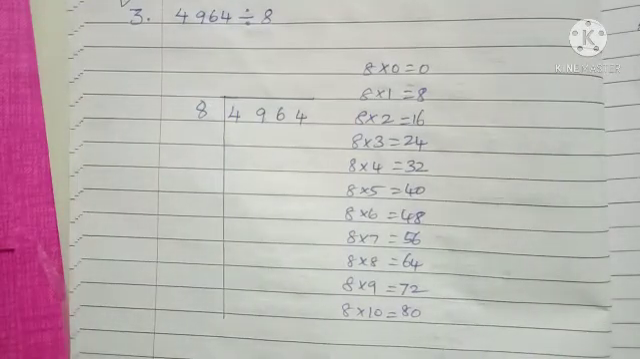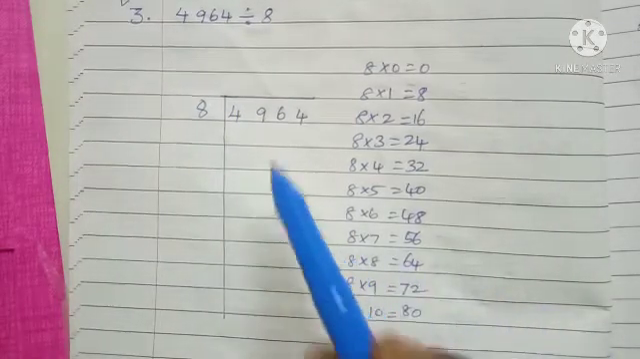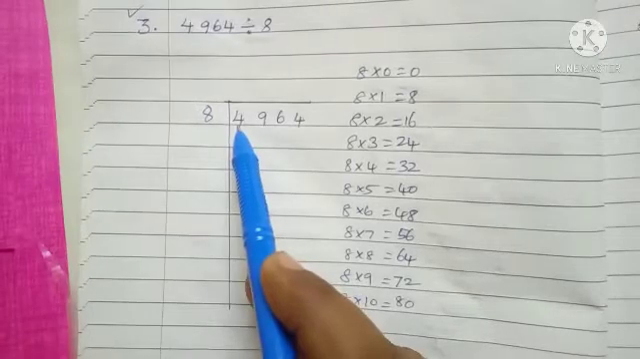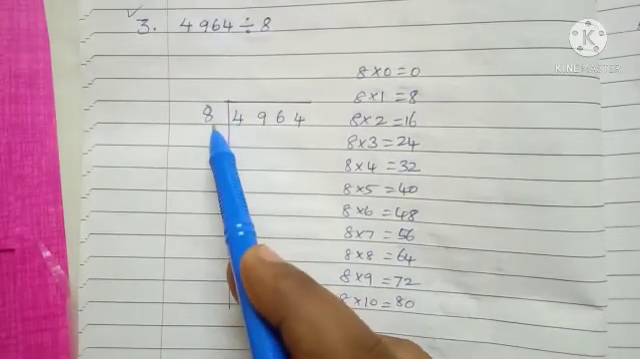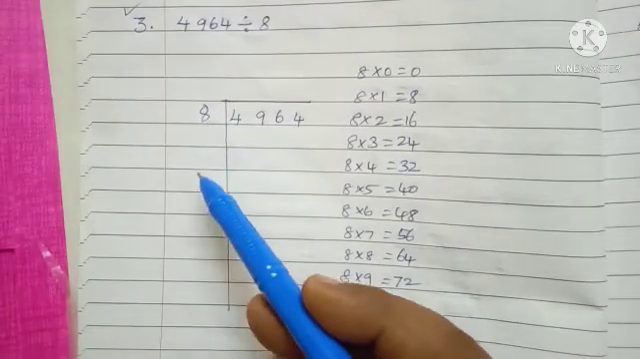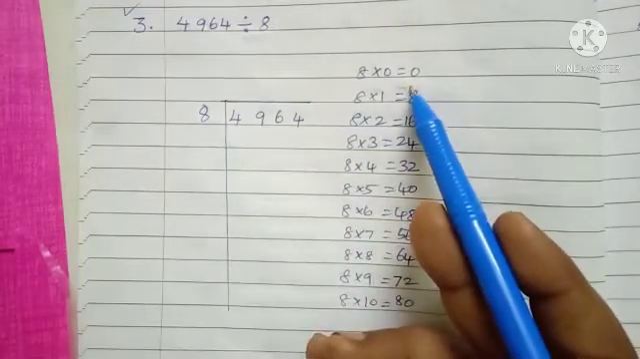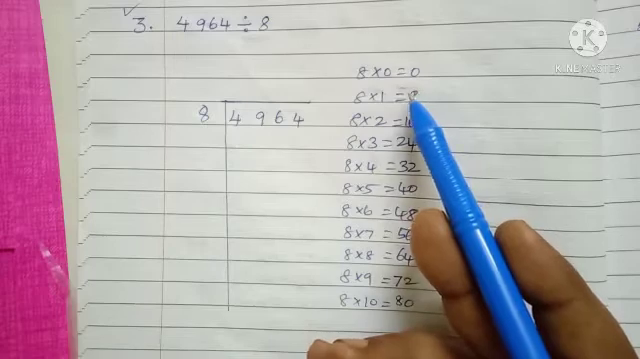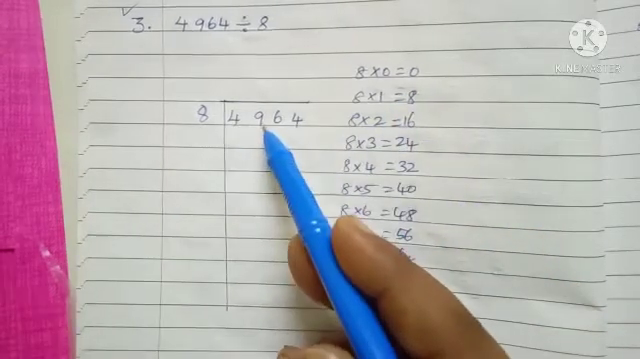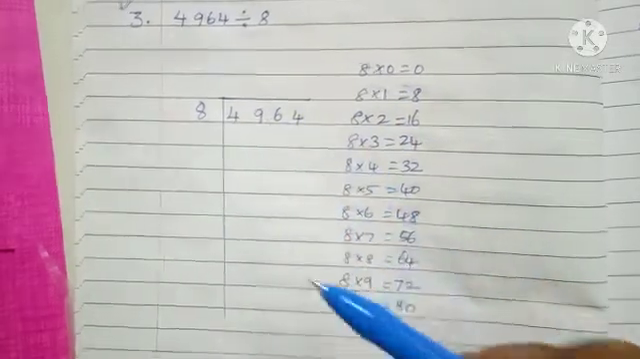First step, watch here clearly. First number is 4. Do the 8 table. So it is not possible to do 4 in the 8 table. 8 table 4 என்ற நம்பரே நமக்கு கிடைக்காது ப்ராடக்ட்ல. So you take two numbers, 49.